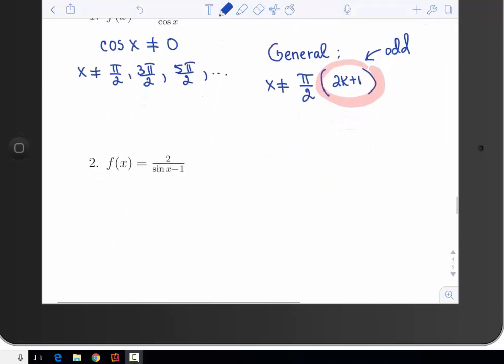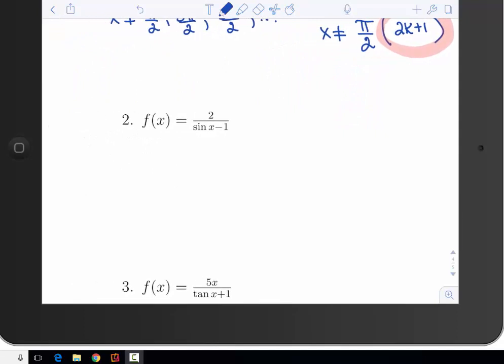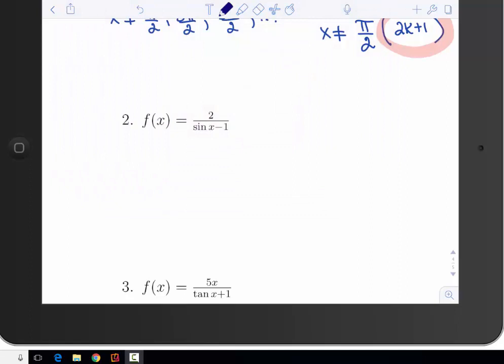Take a look at the next example. All right, here I have 2 over sine of x minus 1. Same as before, I don't want my denominator to be 0. So sine of x is not equal to 1. When does that happen? When is sine of x equal to 1?